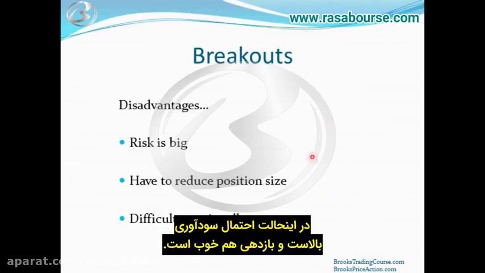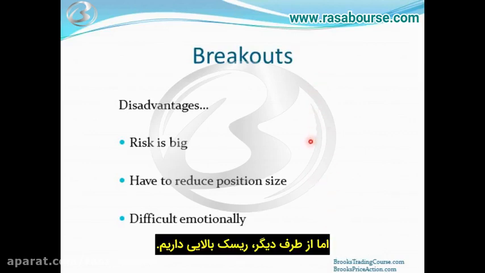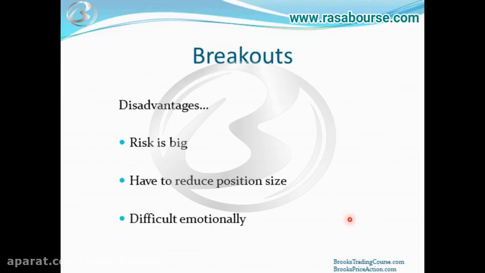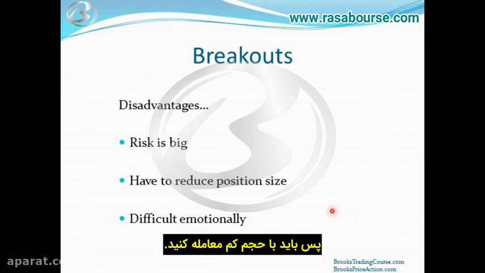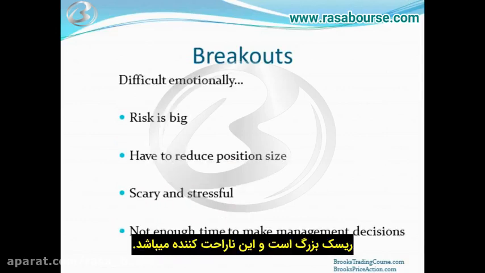You have a high probability of making a profit and your reward is good. It probably will be a measured move based on the height of the spike, but it comes at the price of a big risk. You could get a big pullback before the market ultimately reaches your target. So you have to trade small. And also it's difficult emotionally. The risk is big, and that's upsetting.